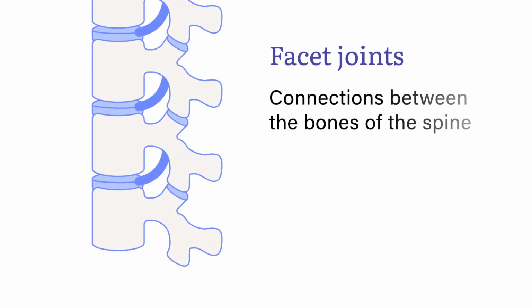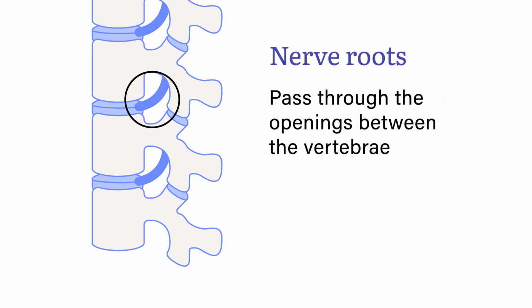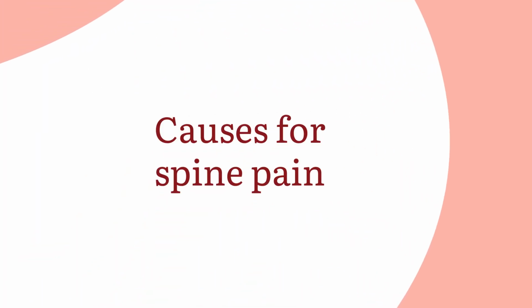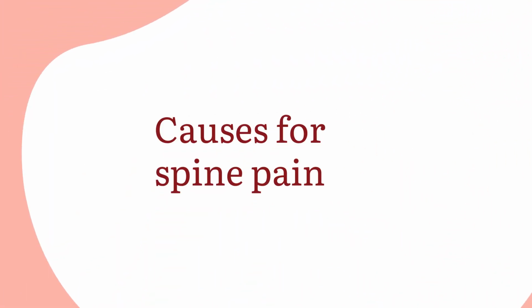The facet joints are the connections between the bones of the spine. The nerve roots pass through the foramen, which are openings between the vertebrae. These joints also allow the spine to bend and twist, and they keep the back from slipping too far forward or twisting without limits. Now let's talk about what causes spine pain.